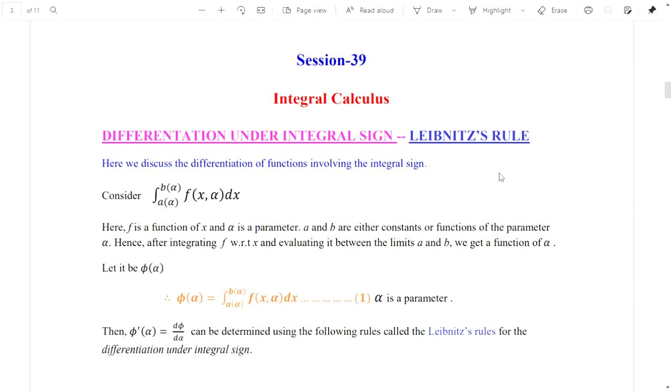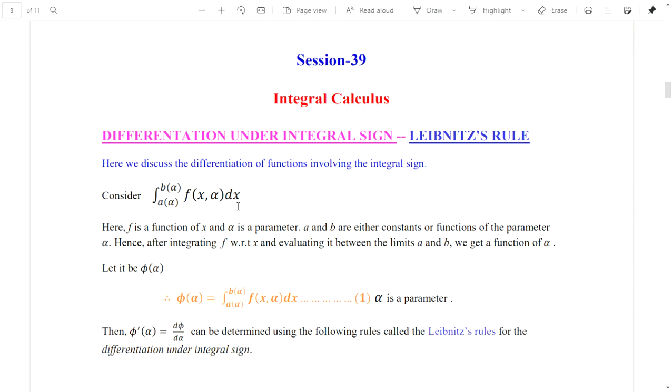Leibniz. Now, here I am going to consider a function involving the integral, that is, integral of a(alpha) to b(alpha) of f(x, alpha) dx. Here we are doing integration of this function with respect to x, and the limits are from a(alpha) to b(alpha), where alpha is the parameter. Parameter is nothing but the variable. So here x is a variable and alpha is also a variable, which we call a parameter. But here we are doing the integration with respect to x.